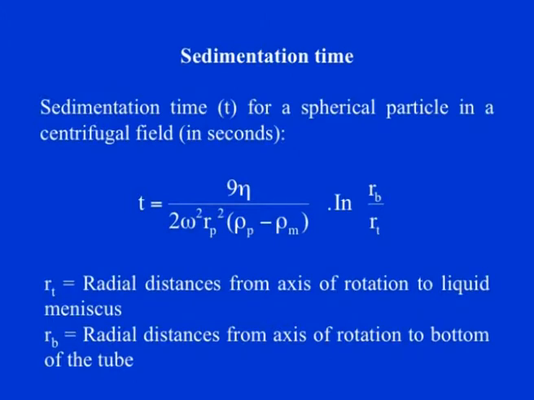Now, there is another term we can determine, that is sedimentation time, that is how much time a particle will take to sediment to a certain extent. The sedimentation time for a spherical particle in a centrifugal field, in seconds, is given by this particular equation, derived from the earlier equation, where t, the time of sedimentation in seconds, involves log r_b upon r_t. Now, r_t is the radial distance from the axis of rotation to the liquid meniscus, and r_b is the radial distance from the axis of rotation to the bottom of the tube. So, this equation gives you the sedimentation time.